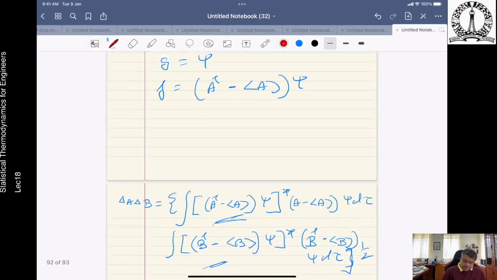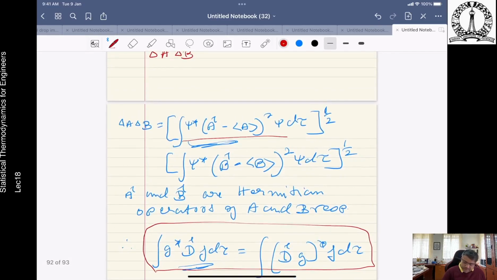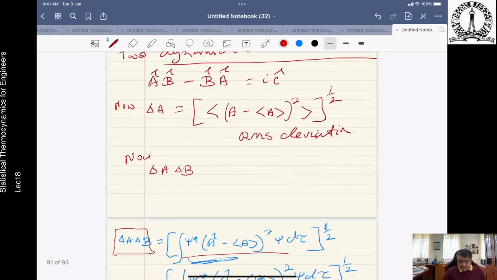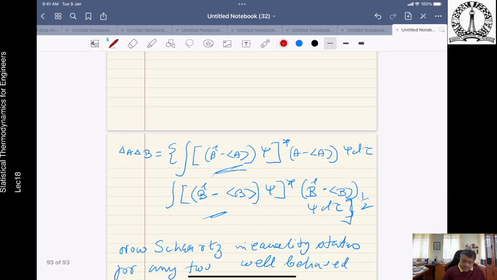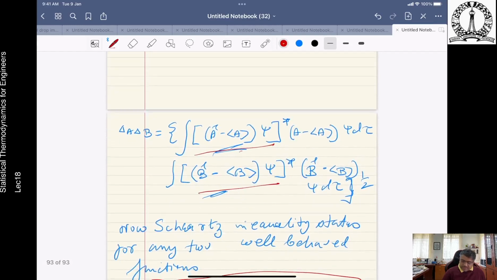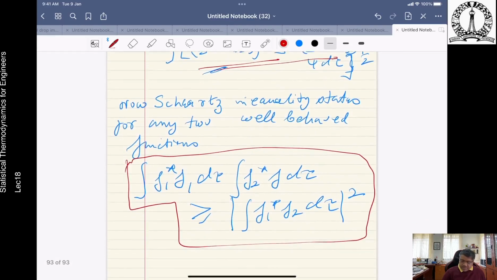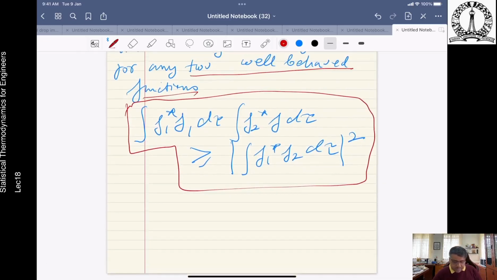So we saw that we use the general Hermitian operator rule to take this kind of a quantity, which is nothing but the product of the standard RMS deviations in dynamic variables A and B, and we have substituted it and cast it in this particular form. Now the Schwartz inequality states that for any two well-behaved functions, this is what we are going to get. Got it? Okay, so this is the Schwartz inequality.